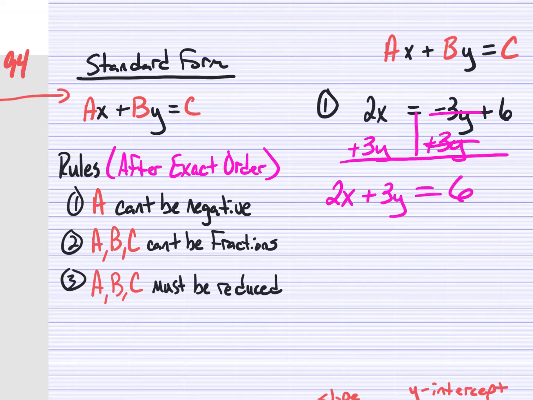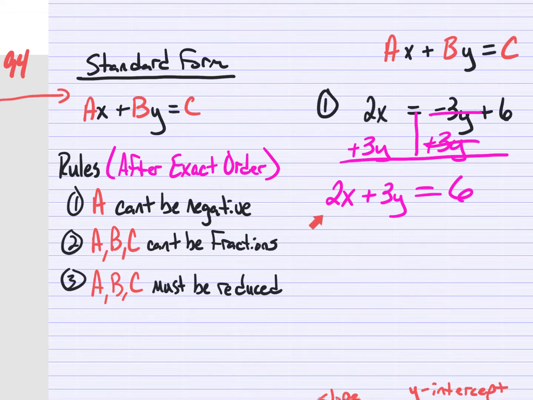So again, let's check to make sure it's in the right order. The number with the x is the first thing I see. The number with the y is the second thing I see. The equal sign is third, and the constant, or the c value, is over here all by itself last. So it's in the right order. So let's check our rules now. A can't be a negative. Well, my a value is the number 2. It's a positive 2, so we're good there.